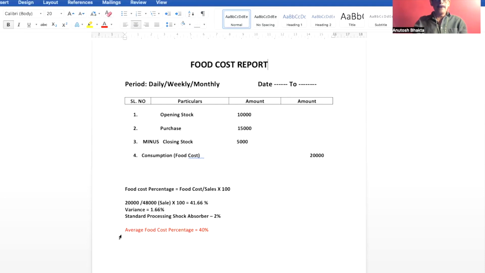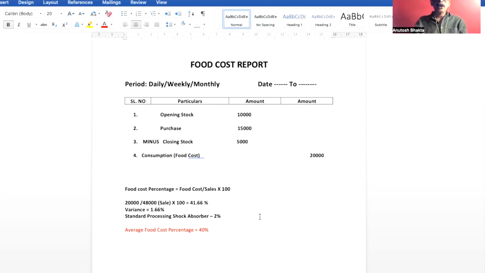Now, why is the variance 1.66%? Because we have calculated that our average food cost percentage is 40%. That should be our ideal food cost. But actually, our food cost is higher by 1.66%, right? This will happen to each and every food business. You cannot have the ideal food cost, and the actual food cost will never match because of many reasons, right? Now, what are the probable reasons?